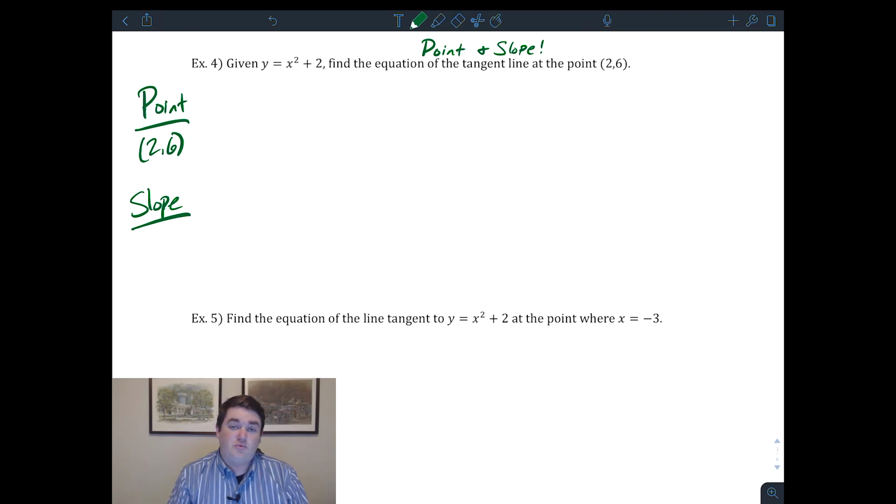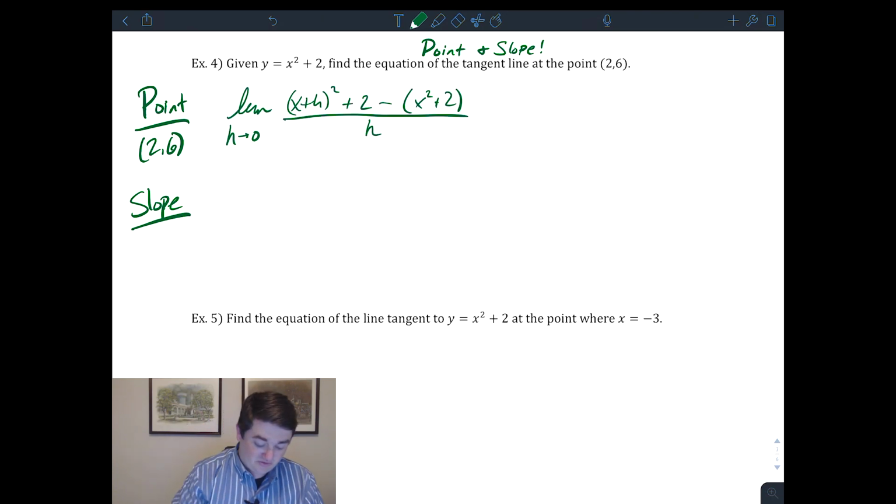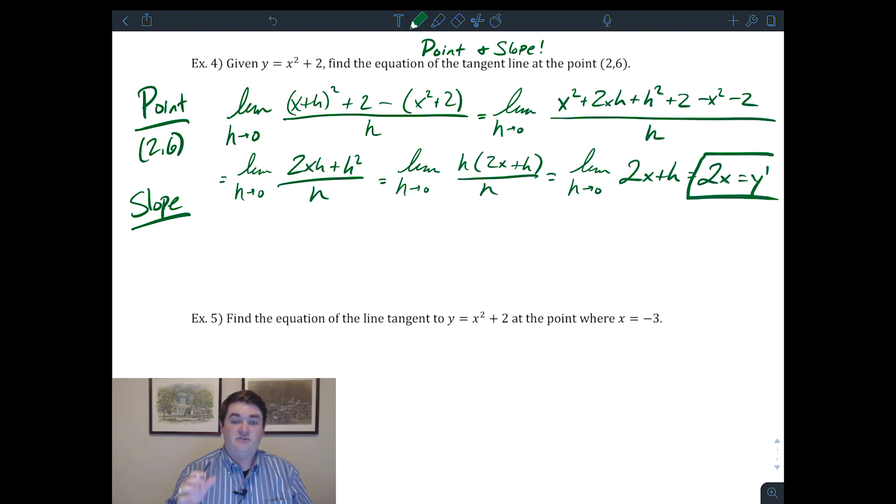To find the slope, what we need is the slope at that point. Okay, and that's another key phrase. Slope at a point should trigger in your head derivative. So I need to find the derivative of this function so that I can find the slope when x is 2. So to find the derivative, I'm going to use my limit definition of derivative up above. And then through simplifying, combining like terms, canceling, and plugging in, we get the derivative y prime is 2x.